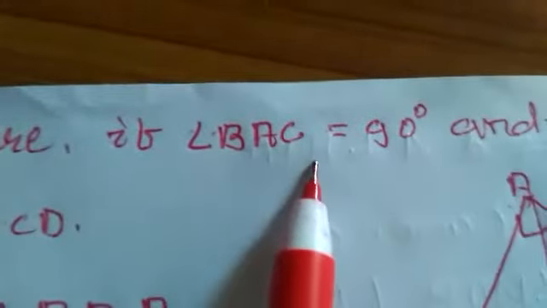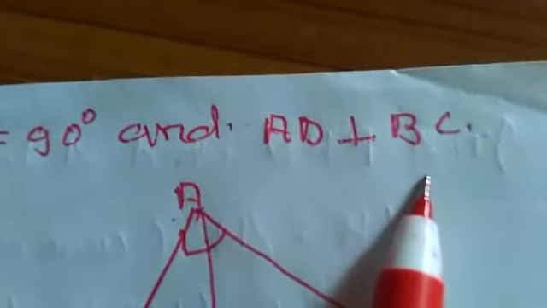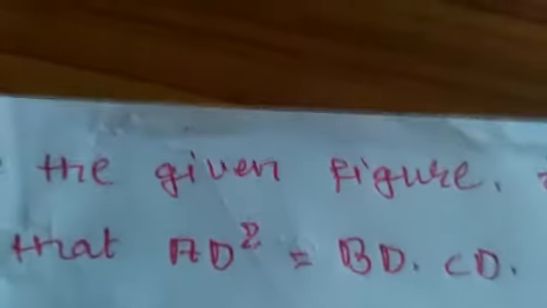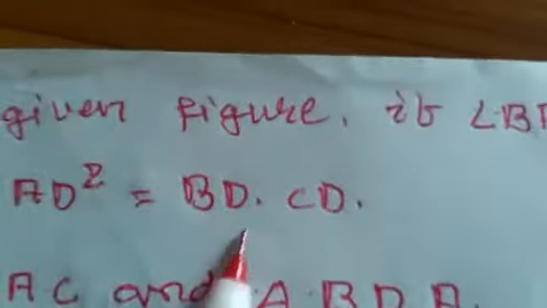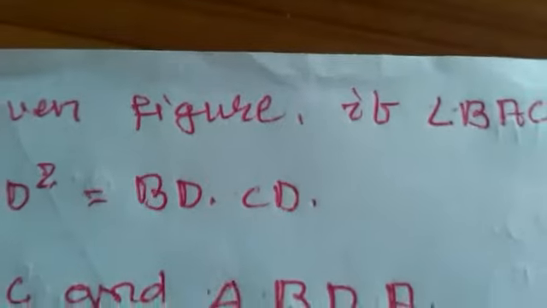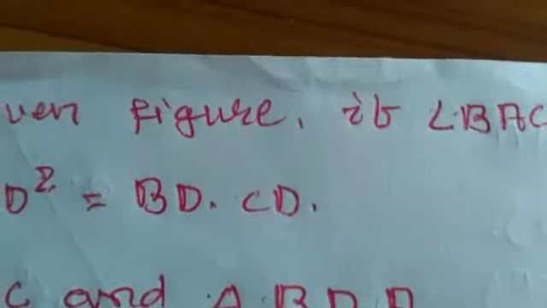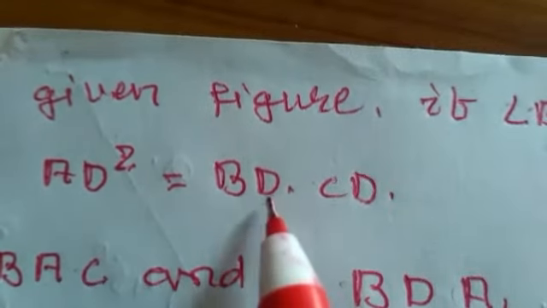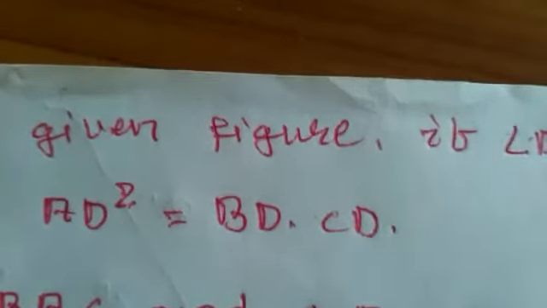if angle BAC equals 90 degrees and AD is perpendicular to BC, then you need to prove that AD square equals BD into CD. This dot represents 'into'. We have to prove here that AD square equals BD into CD.